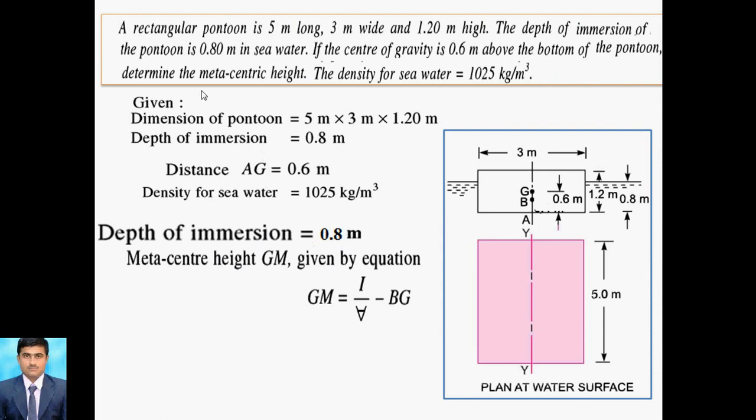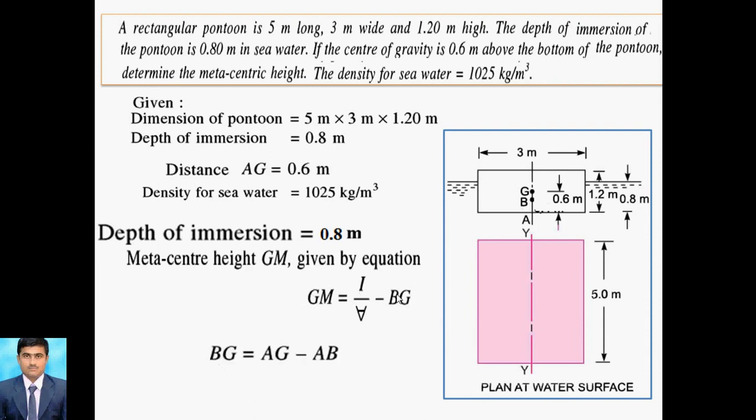Now we go for the height, that is the metacentric height, which is the question mark. So GM, what is required here? We require the moment of inertia. V is the volume, which is already known to you, that is 5, 3, 1.2. We can multiply these and then we get the value. And BG, what is the value of BG? How to calculate this BG? BG is nothing but AG minus AB, right? So after this finding, we get the value of GM.